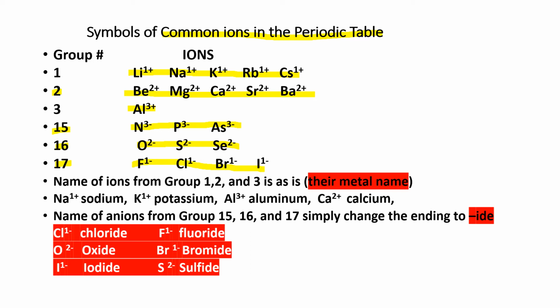And the names of ions from groups 1, 2, and 3 are the same as their metal names. For example, Na 1 positive is sodium, K 1 positive is potassium, Al 3 positive is aluminum, and so on. Now, the names of anions from groups 15, 16, and 17 simply change the ending to -ide. So we have chloride, oxide, iodide, fluoride, bromide, sulfide.